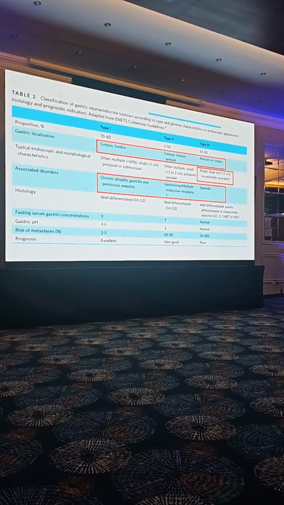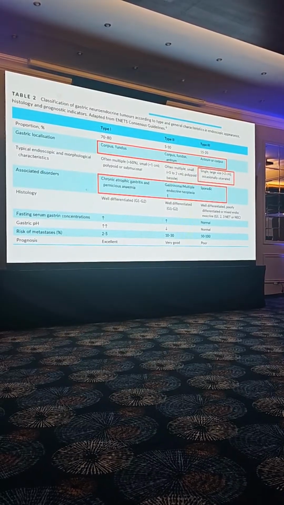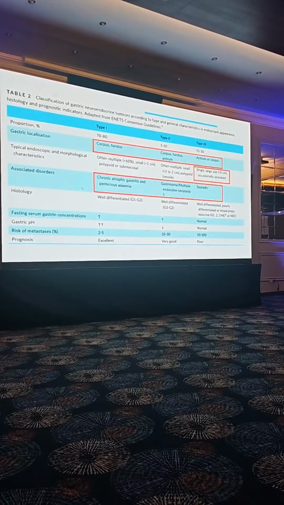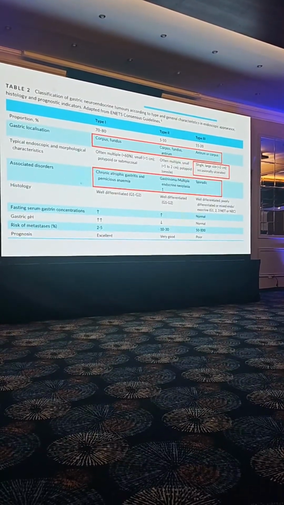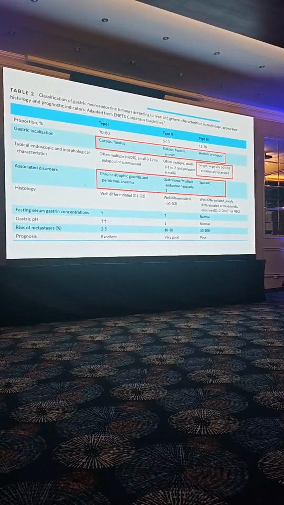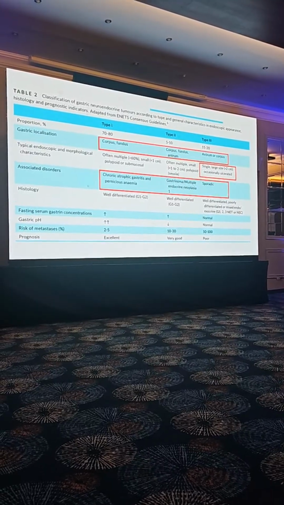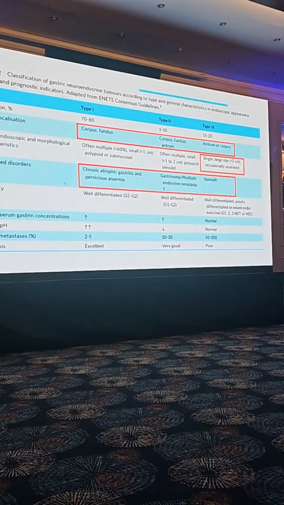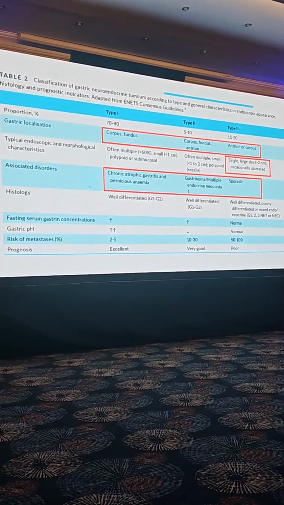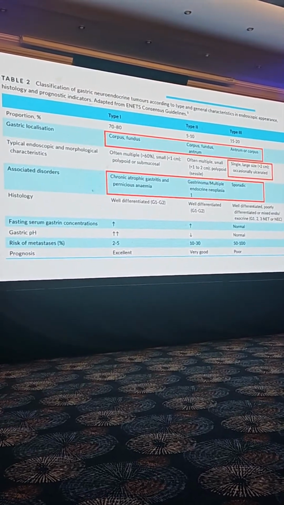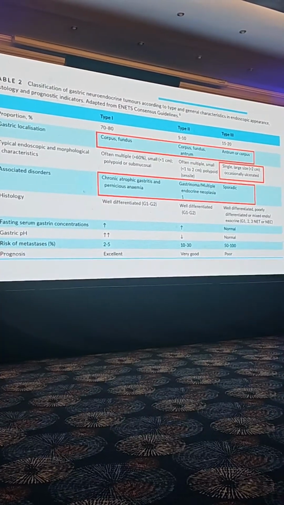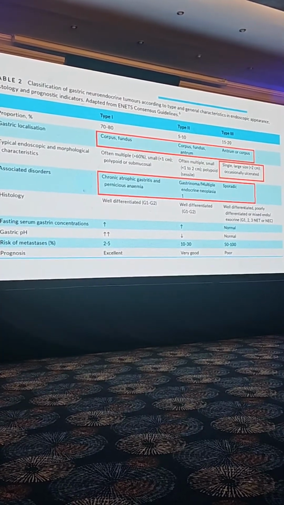Now, what are other factors that might help you? Type 1, as we saw before, is associated with chronic atrophic gastritis and anemia. And this is only type 1. So if you have a NET in a patient with chronic atrophic gastritis, then that's type 1. You don't even need biopsies. If you have instead a gastrinoma or other MEN syndrome, then this could be a type 2. And type 3, as we said, is sporadic.